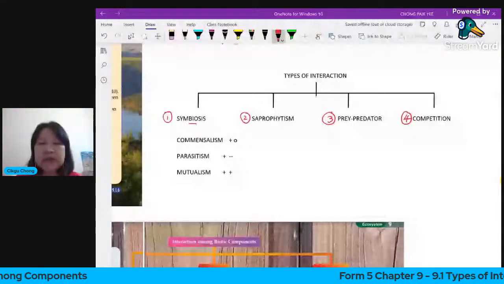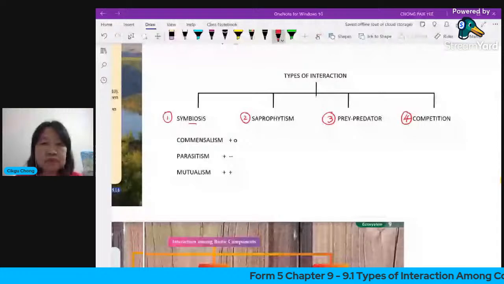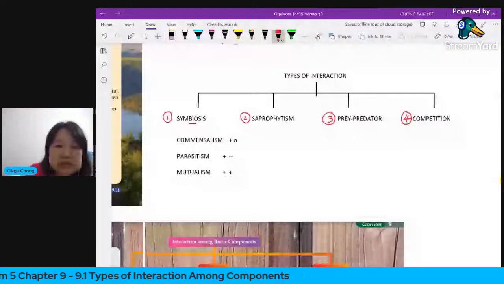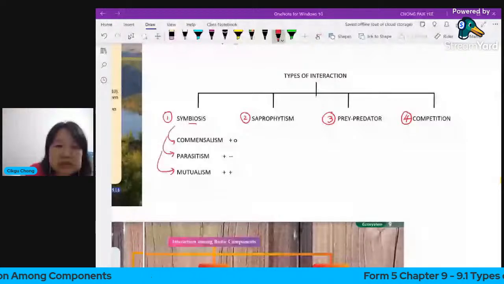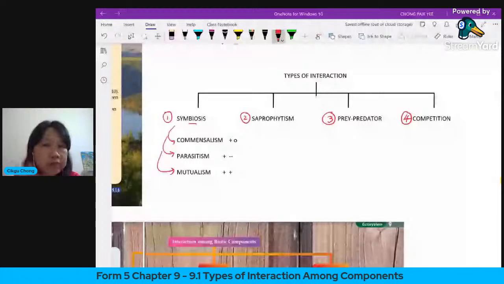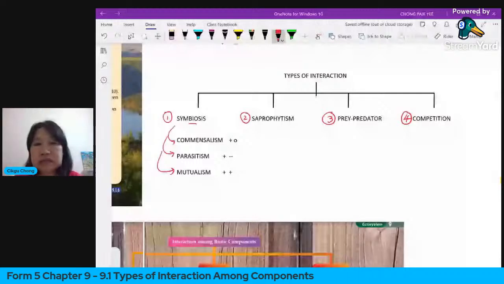Okay, 很密切的关系, a very close relationship. So it could be any of these 3. So symbiosis, under symbiosis, you have 3 types. Remember that. As you learn something new, try to remember. Do not wait until the exam, because when you enter the exam, you have a lot to cover. So try to remember little things as you go along. Okay, I'm going to remember this from now on.